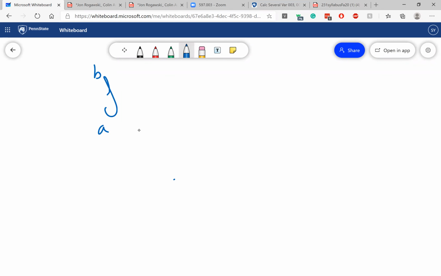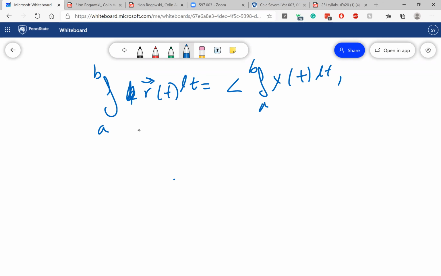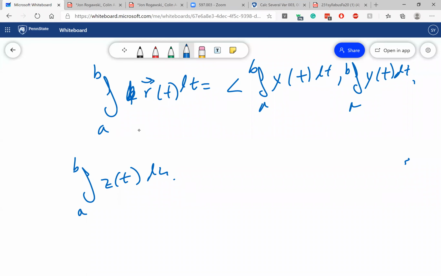So the integral from a to b of r of t dt is going to be the integral from a to b of x of t dt, the integral from a to b of y of t dt, and the integral from a to b of z of t dt.